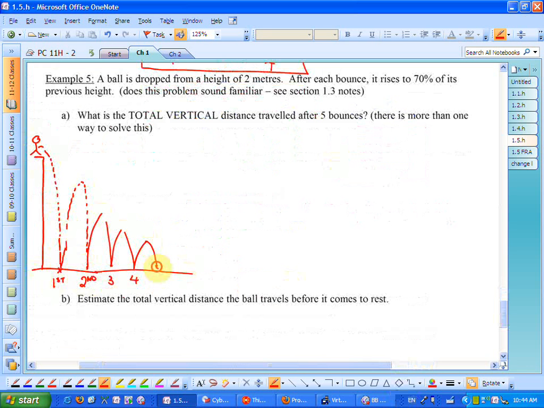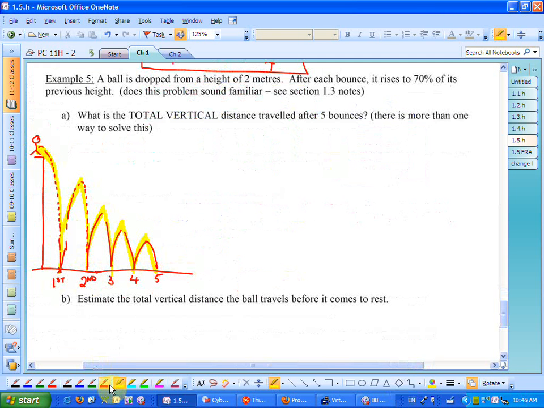So I want you to tell me up to here. What's this, plus this, plus this, plus this, plus this, plus this, plus this, plus this, plus this? What's that going to be? Right, the total vertical distance that it travels up to the 5th bounce, or after the 5th bounce.